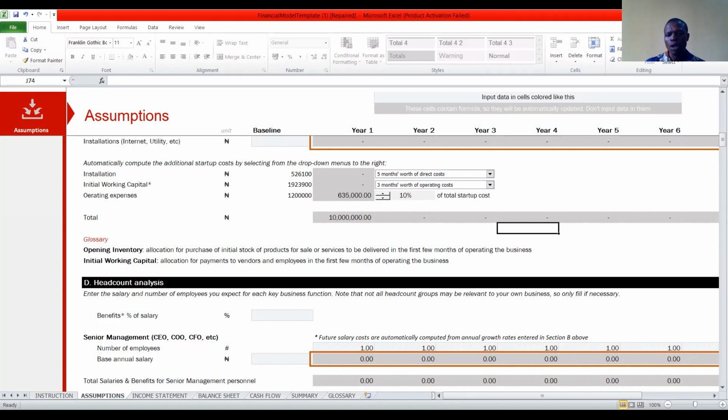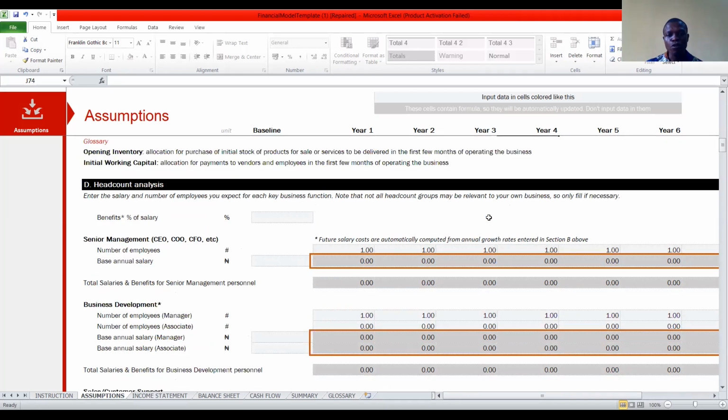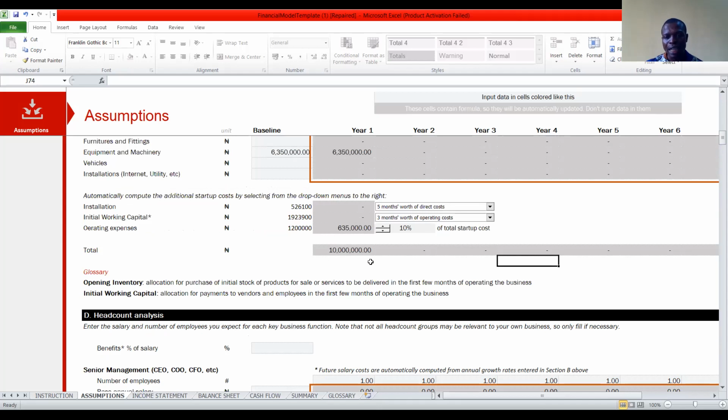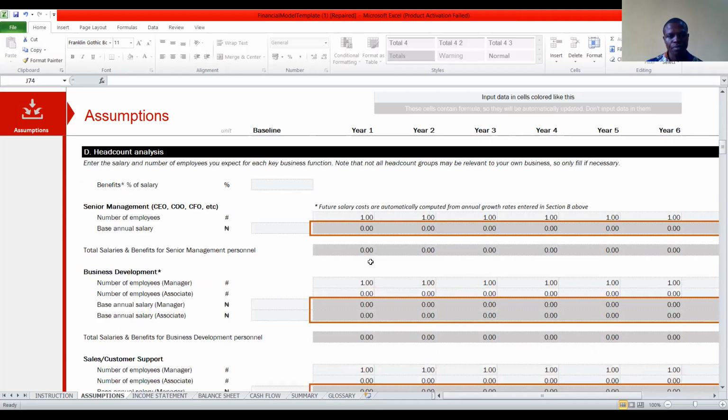Some participants will, immediately after the training, just rush, download the template and start inputting figures, and they say they need 10 million. By the time they go to interview, they can't defend it, and that's what leads to disqualification of some applicants. So after you realize the amount of loan that you need, you proceed.